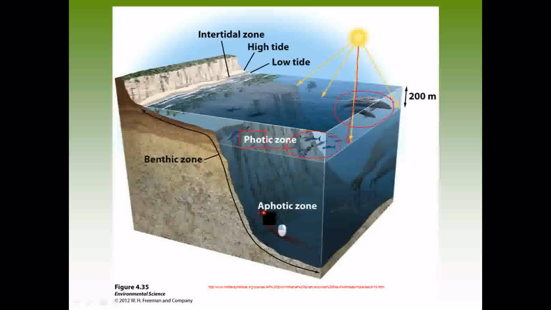A in front of anything means not. So it's the not light zone. It's the area that's completely pitch black down deep in the ocean. The benthic zone, just like the benthos that we talked about in a lake, is the area at the very, very bottom. It is the ocean bottom.